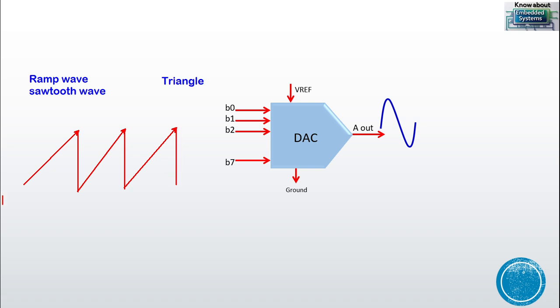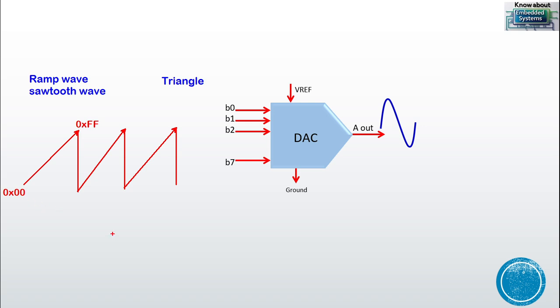It starts from 0 and goes up to FF with an increment of one value. When it reaches the maximum value, that is FF, you need to come back to 0. Again, go on incrementing and come back to 0. Go on incrementing and come back to 0. So this is how you can generate ramp wave, also called sawtooth waveform generation.